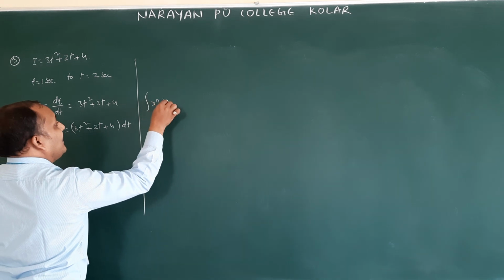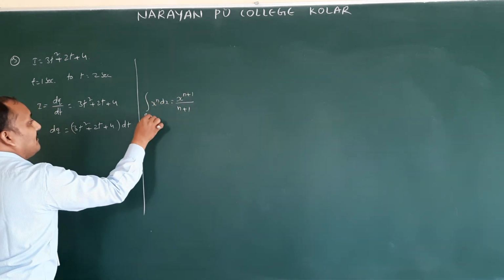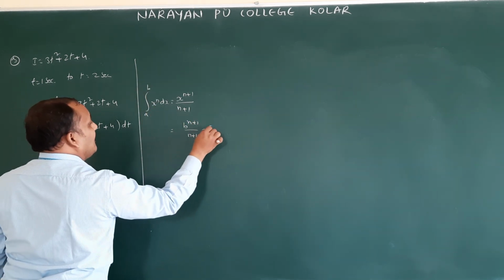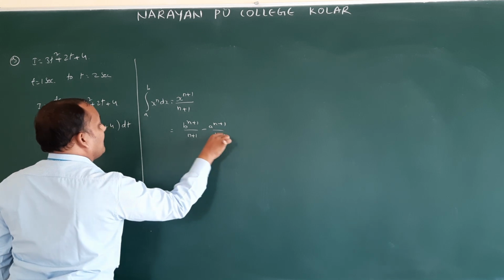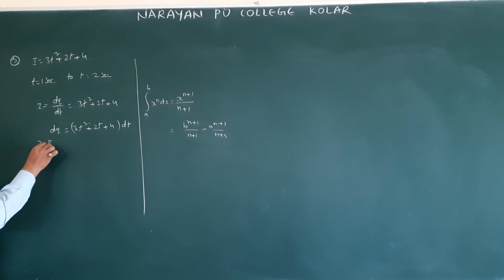Integral x power n dx is equal to x power n plus 1 by n plus 1 between the limits a and b, which means b power n plus 1 by n plus 1 minus a power n plus 1 by n plus 1. So this one also we should apply limits between 1 and 2 seconds. So integration on both sides.